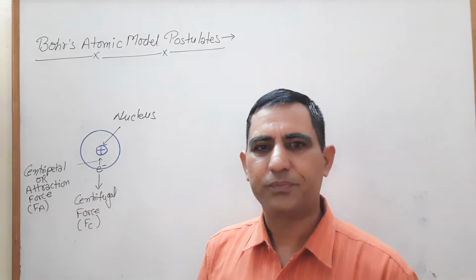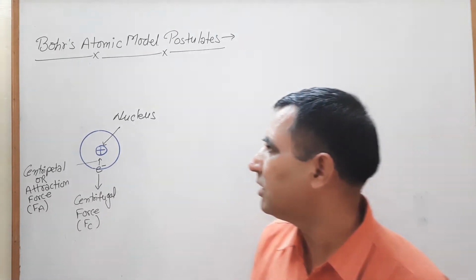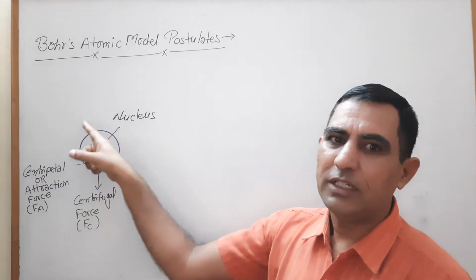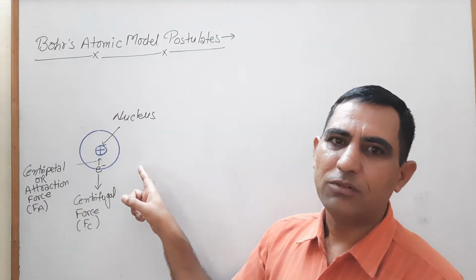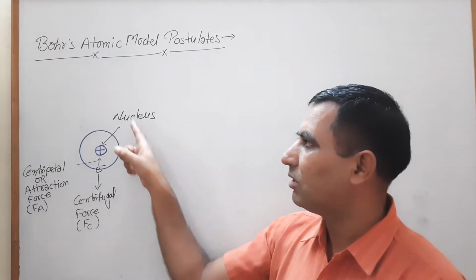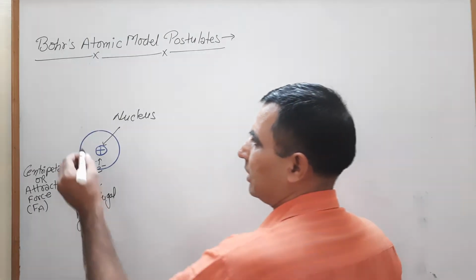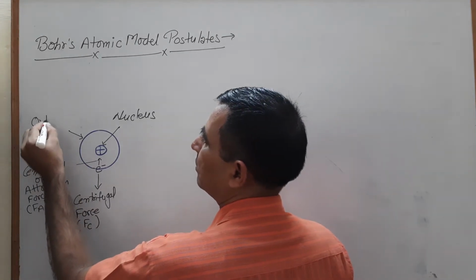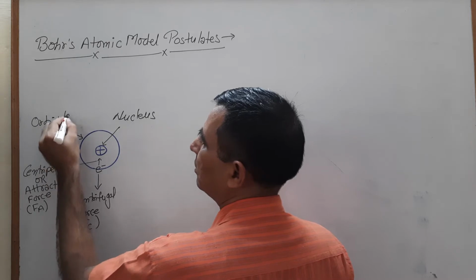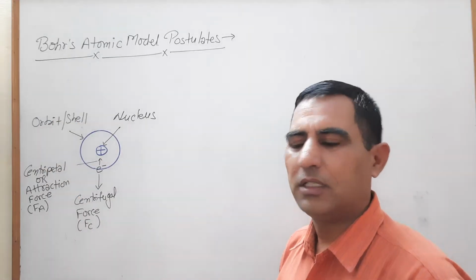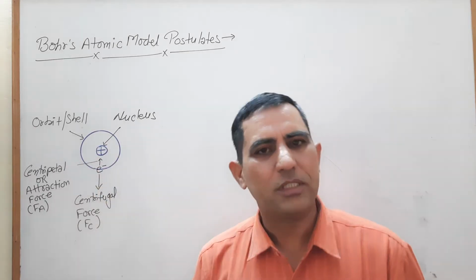As we know, in an atom there is a nucleus, and around the nucleus the electron is moving like the planets move around the sun. Whenever an electron is moving in a circular path, these circular paths are known as orbit or shell.